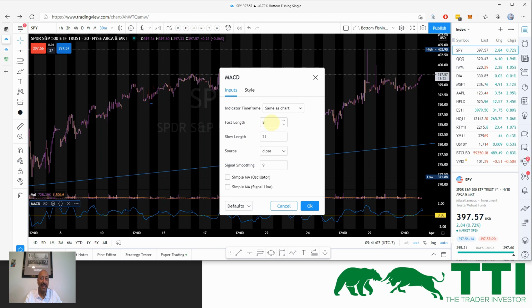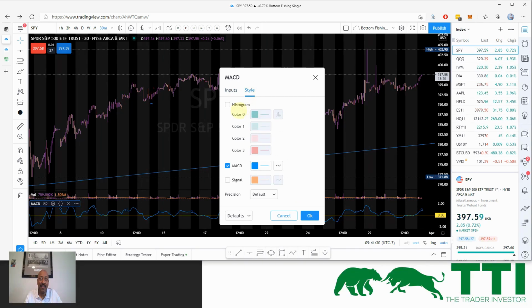The fast length, I set it to 8, slow at 21, and I keep the signal smoothing at 9. The 9 is the default, and the source, the close, is the default. So I'm not changing that one. And also the time frame, I use the same as the chart. I'm not changing that one.